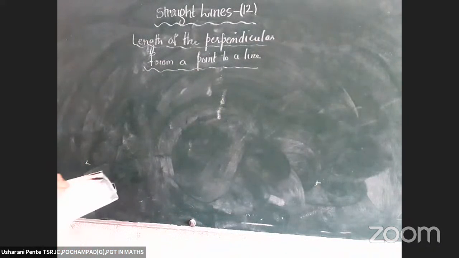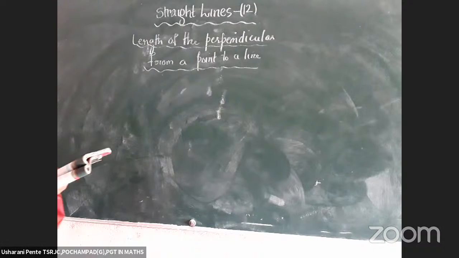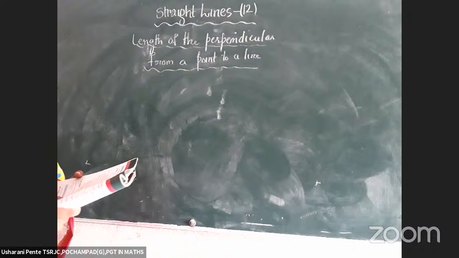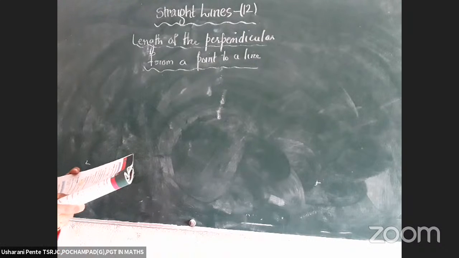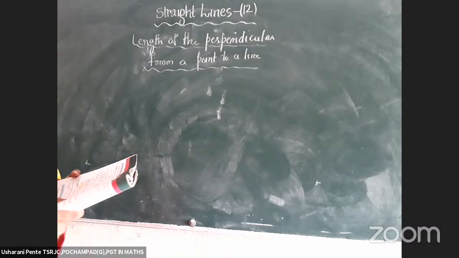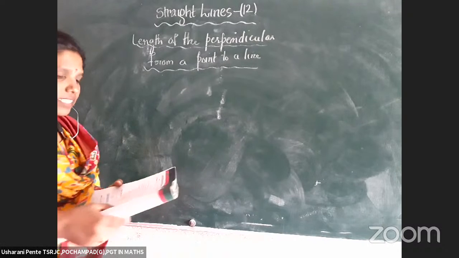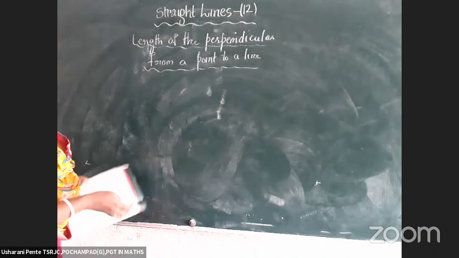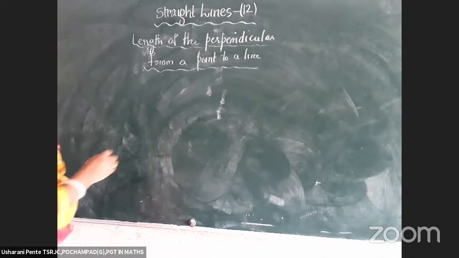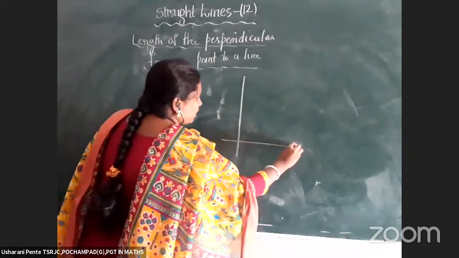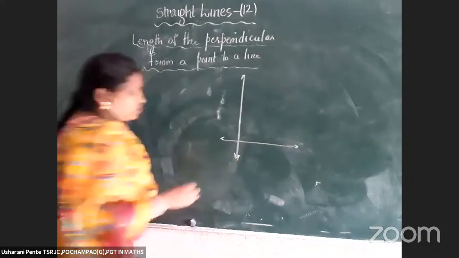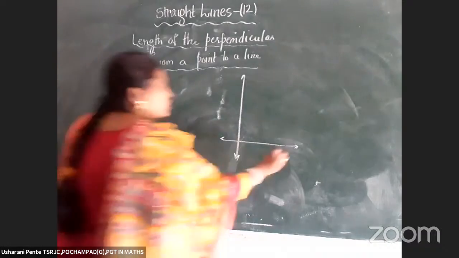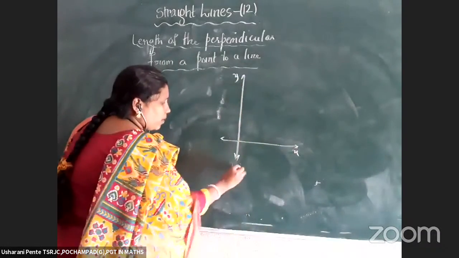How to find, that is the theorem we have: the length of the perpendicular from the point P(x0, y0) to the straight line ax plus by plus c is equal to 0 is given by mod of ax0 plus by0 plus c by under root of a square plus b square. So what have they given? They have given us a straight line, and this is x, this is y dash and x dash.